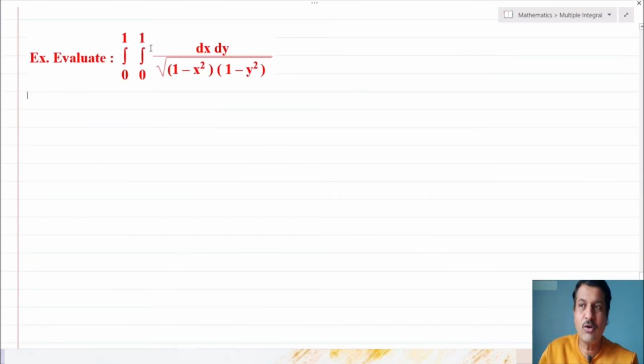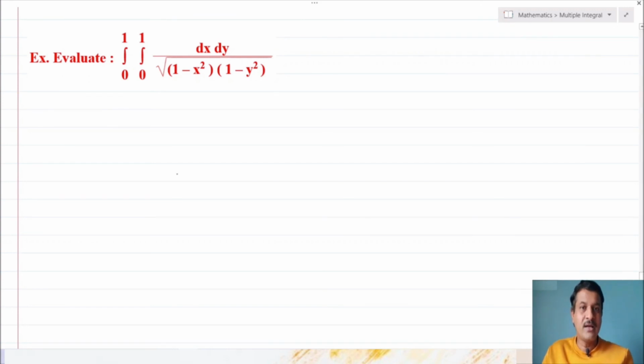Now see one more example on it: evaluate integration 0 to 1, inner integration 0 to 1, dx dy, under root of 1 minus x square into 1 minus y square. So how to evaluate this? Very interesting. Here both limits, the outer integral and inner integral, are constant, 0 to 1, 0 to 1. They do not contain any variable. So how to decide the sequence?